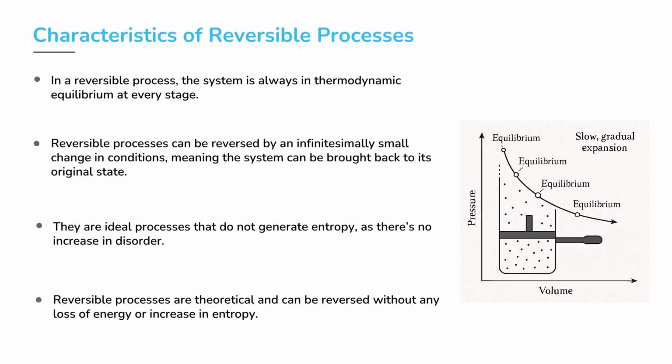Picture a super slowly moving piston in an engine. In a reversible process, everything happens at a perfectly controlled pace, so slow that the system is always in equilibrium. Imagine a gas expanding in a cylinder with every step perfectly balanced. This means no energy is wasted, no heat is lost, and the process can be reversed by just the tiniest change. The key here is that in a reversible process, no entropy is generated.